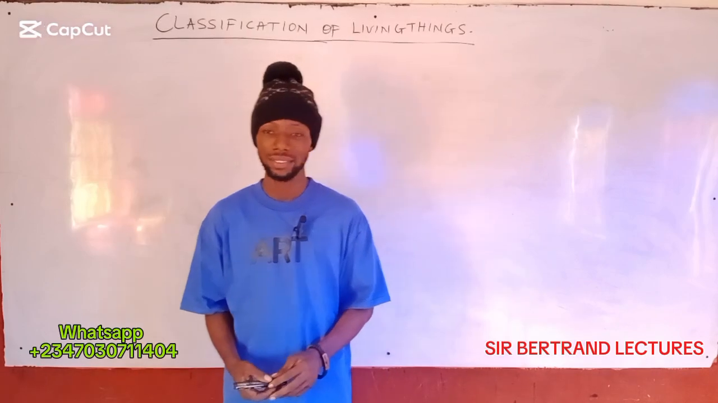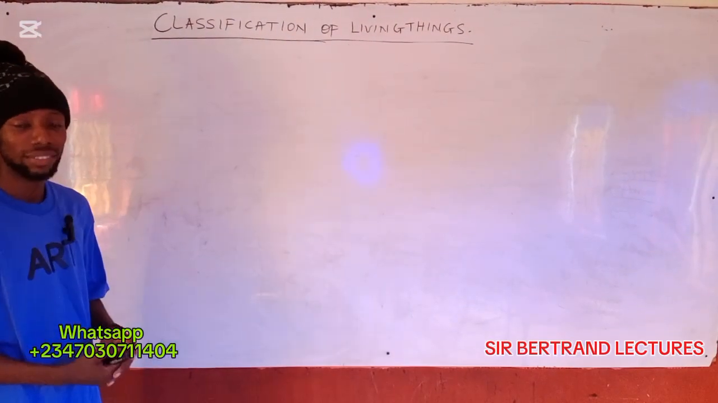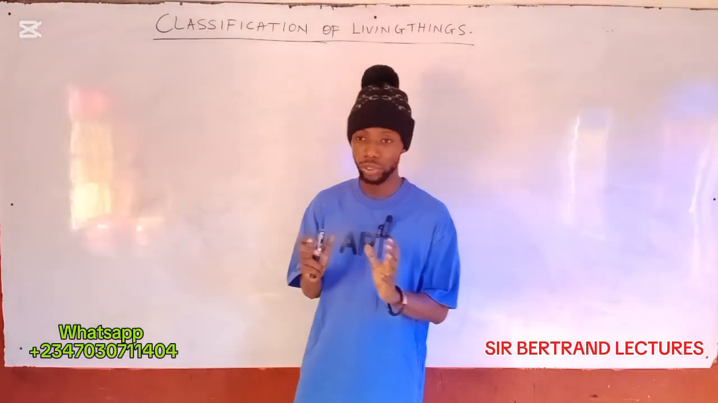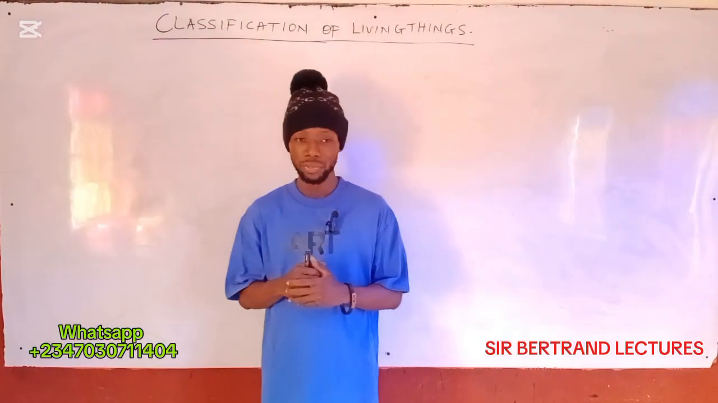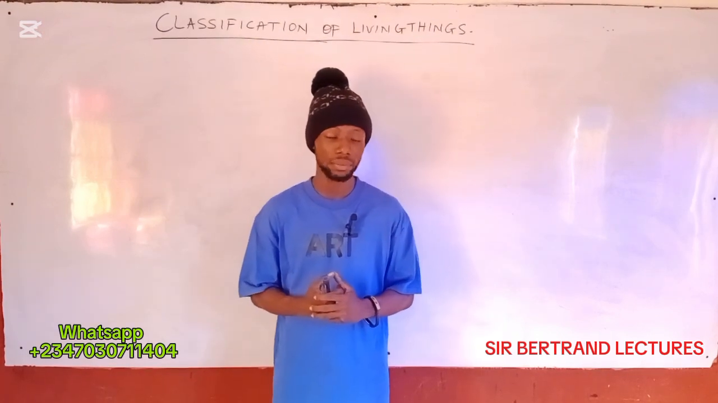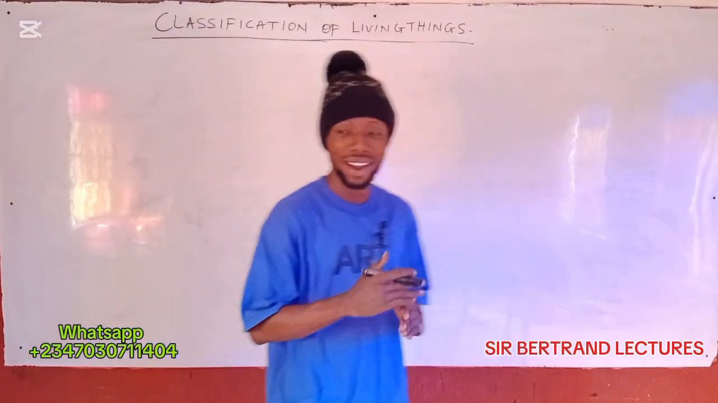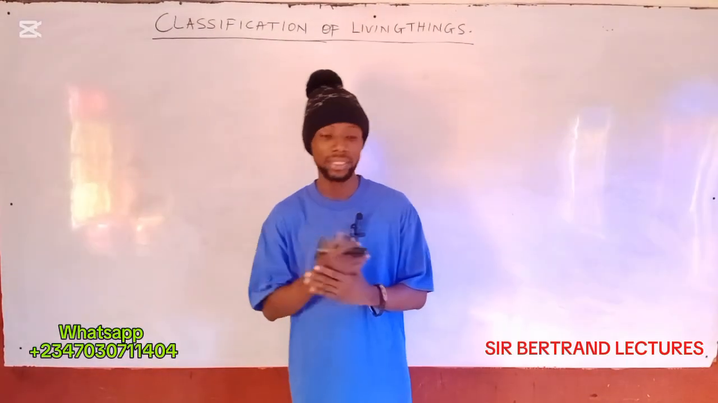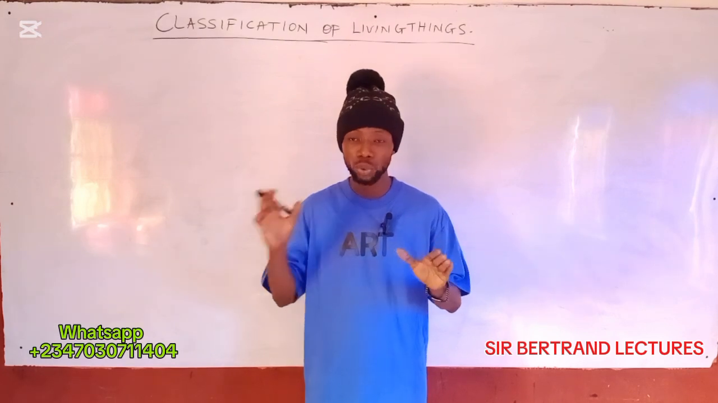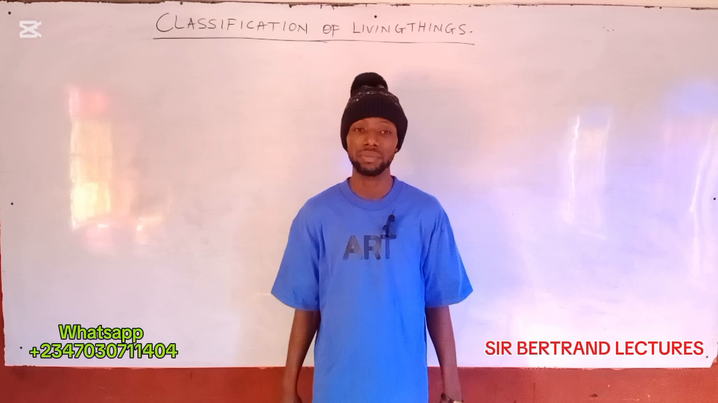Hello students, today we are going to look at another phase of this classification of living things from where we stopped in the last video. Last time we looked at Kingdom Monera and Kingdom Protista, and how they are categorized into plant-like features and animal-like features.